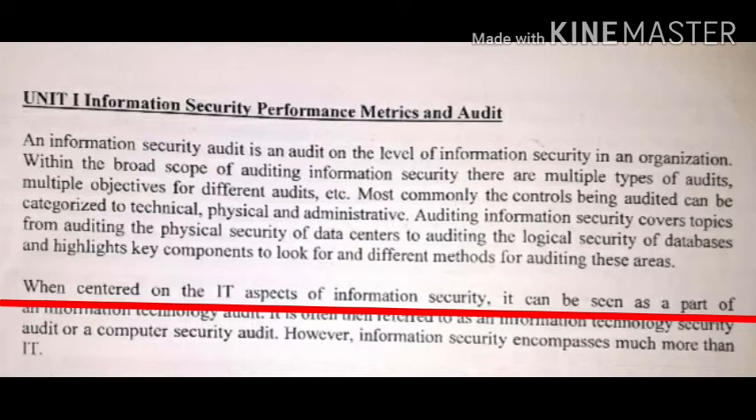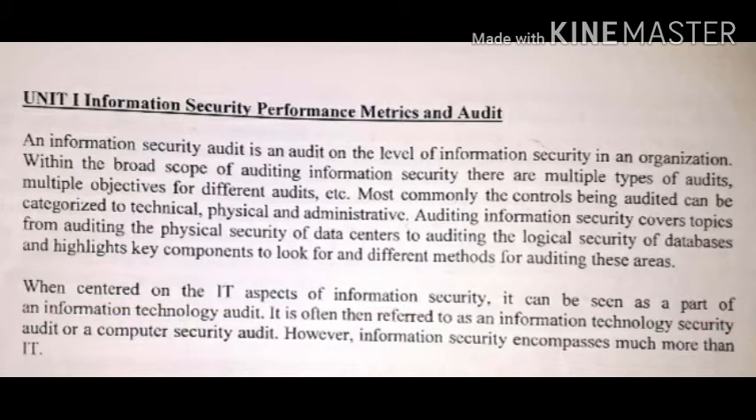When centered on the IT aspects of information security, it can be seen as a part of an information technology audit. It is often then referred to as an information technology security audit or a computer security audit. However, information security encompasses much more than IT.